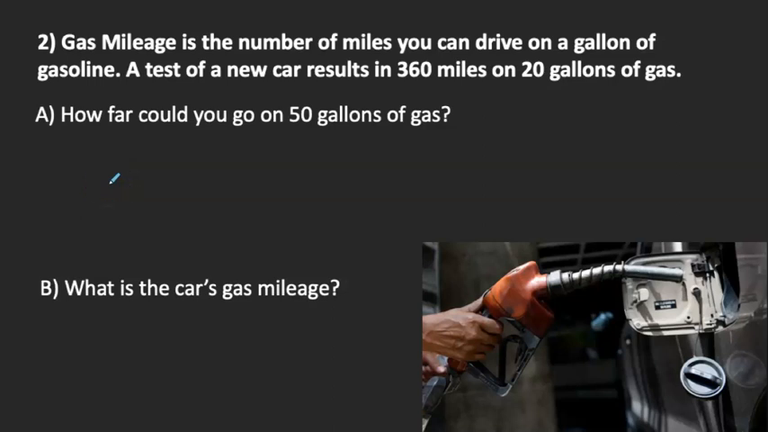Problem number 2. Gas mileage is the number of miles you can drive on a gallon of gasoline. A test of a new car results in 360 miles on 20 gallons of gas. How far could you go on 50 gallons of gas? When I look at this problem, I realize that I can solve this using a proportion.